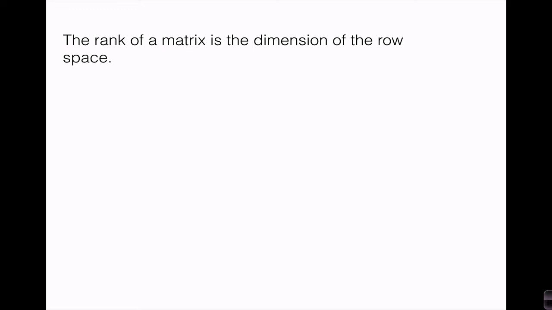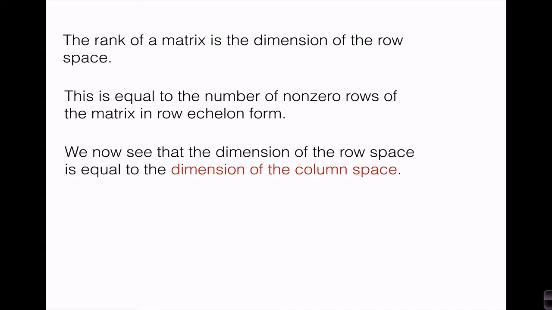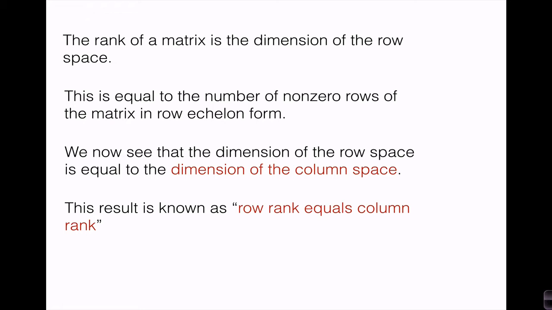Recall that we defined the rank of a matrix to be the dimension of its row space. We saw that the dimension of the row space of a matrix was equal to the number of non-zero rows of the matrix in row echelon form. What we're going to see now is that the dimension of the row space is equal to the dimension of the column space. This result is also referred to as row rank equals column rank.